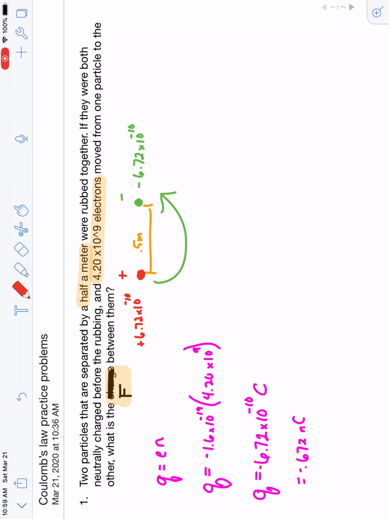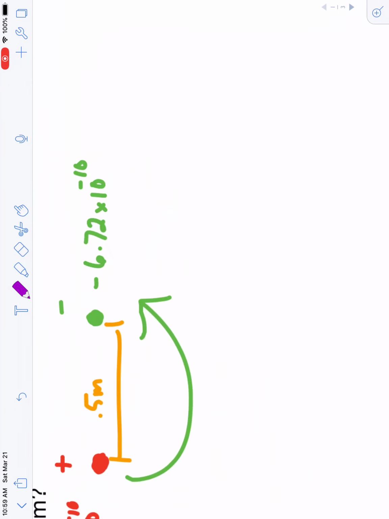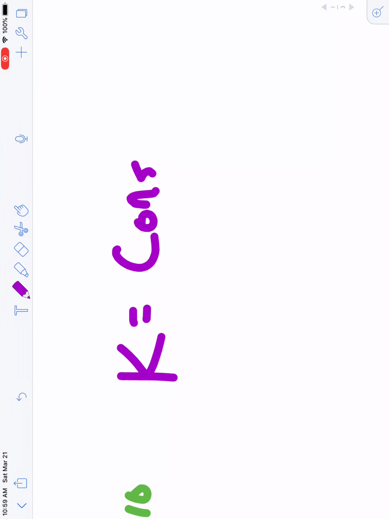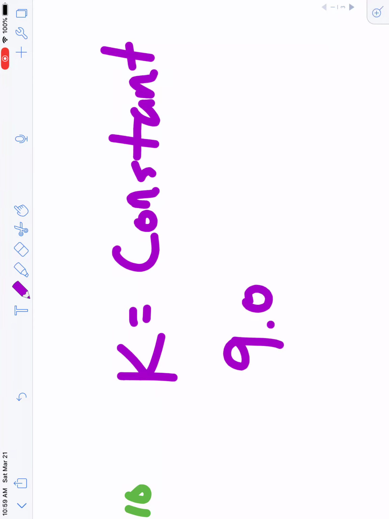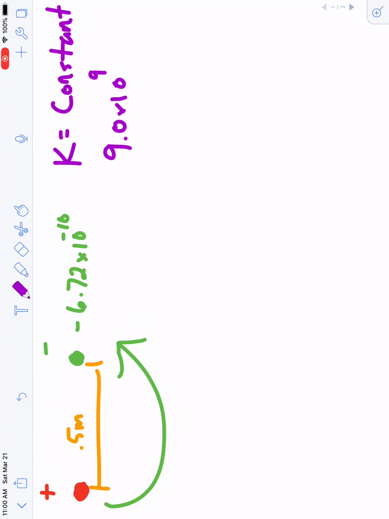So now we know the charges. We know our K, which is our constant. Let me write that over here. K being our constant, and we're going to use 9.0 times 10 to the 9th. Technically, it's like 8.9987 something to the 9th power. I just round to use 9.